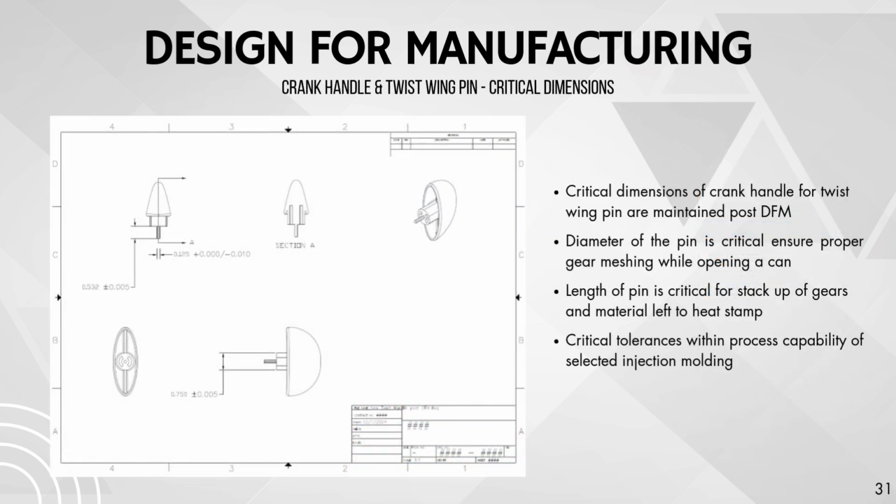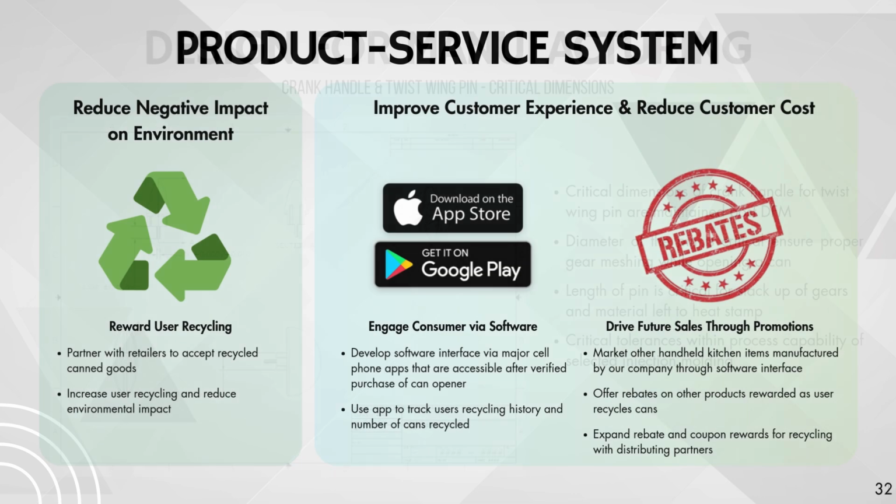The post-DfM of the combined crank handle and twist wing pin maintains the key dimensions for part function. A section view is shown in this slide displaying the modified inside of the component redesigned by suggestions from DfM Pro. The following product service system will be introduced to improve the customer experience while reducing the negative impact on the environment and reduce customer cost.